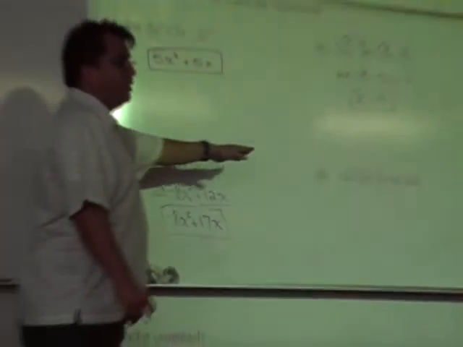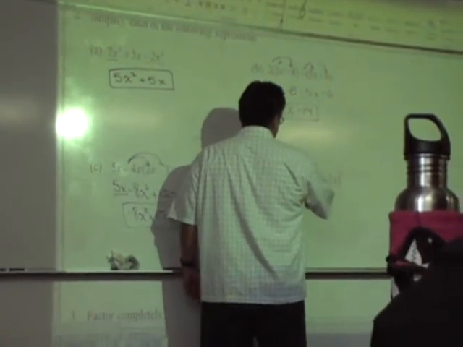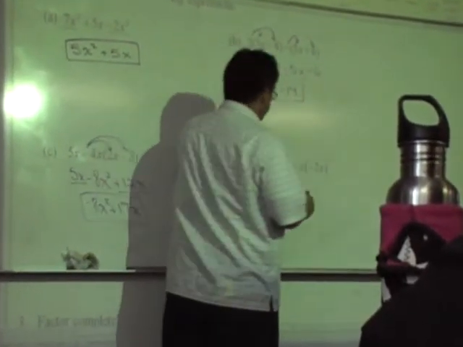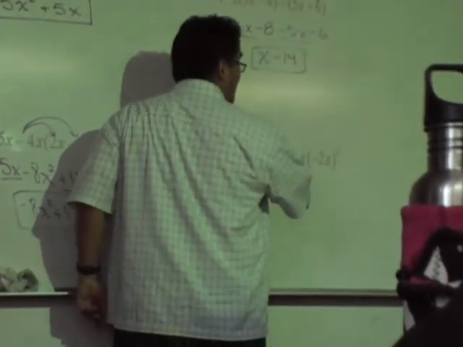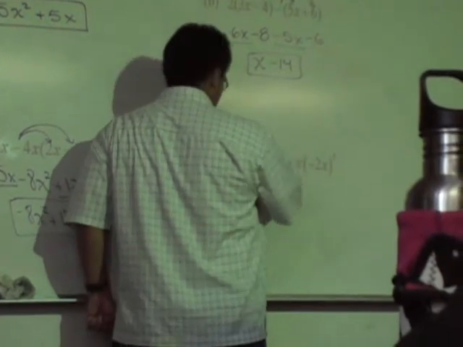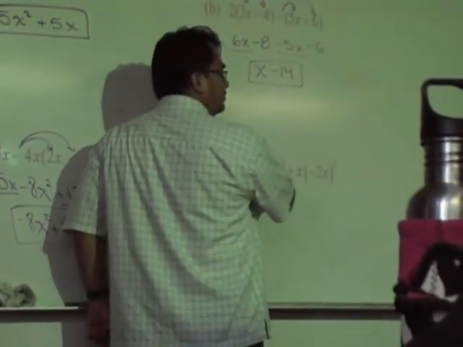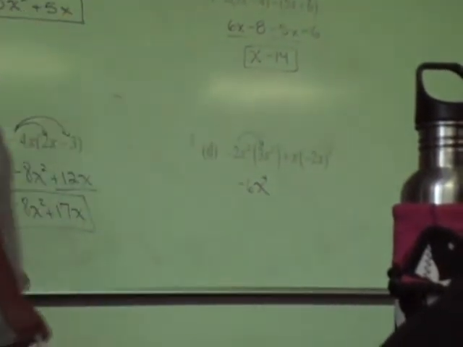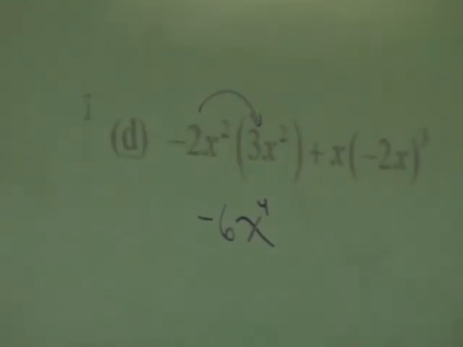Now here you have more exponents to worry about, so let's see if we can do this carefully. You got to get rid of the parentheses here. Negative 2 times 3, negative 6x. Negative 6. X squared times x squared, x to the 4th. That's right. It's very tempting to say, oh, they're like terms, so we're just going to keep the x squared. No, you're multiplying. You're multiplying x squared times x squared, and you're going to get x to the 4th.